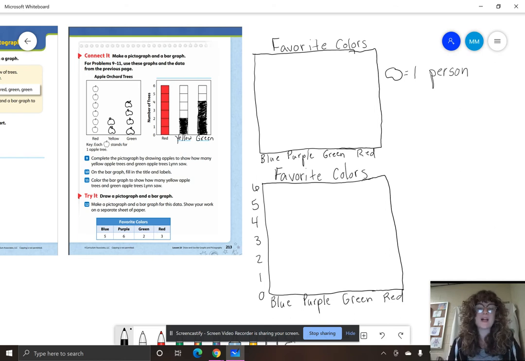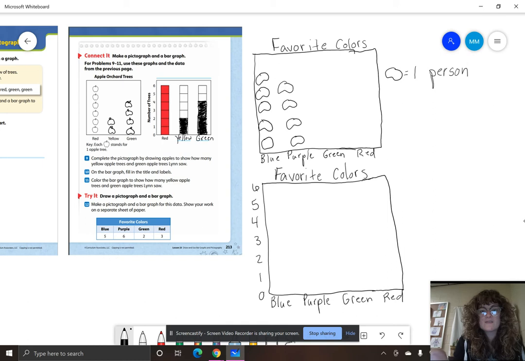5. So how many paint splatters am I going to draw? 5 above blue. All right, so we're going to blue, 1, 2, 3, 4, 5. Excellent. All right, purple. How many people said purple was their favorite color? 6. So how many paint splatters am I going to need? 6. So 1, 2, 3, 4, 5, 6. Excellent job, Smarties.